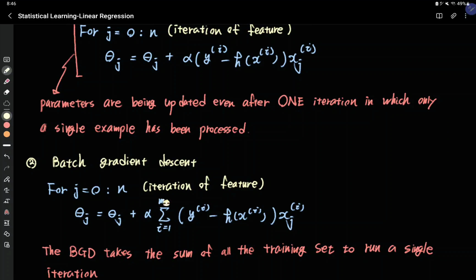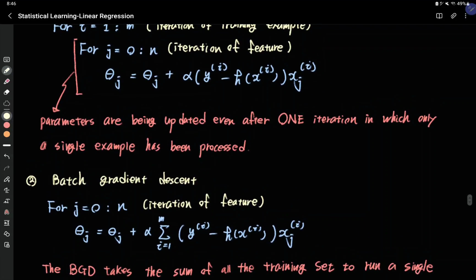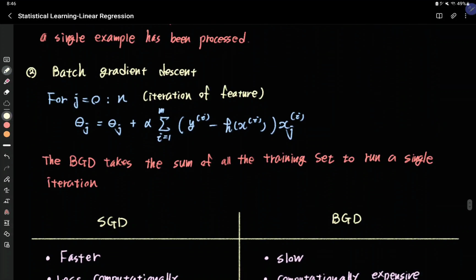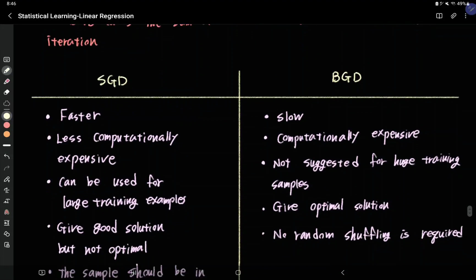m is what? The number of training examples, right? So to update every single feature theta j, we use the whole training set. So the BGD takes the sum of all the training set to run a single iteration. So you can see that this is going to take a lot of time to update theta j, right? Rather than this. So here are the pros and cons of SGD and BGD.